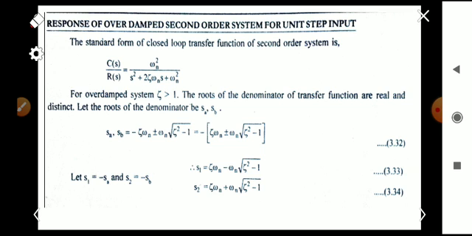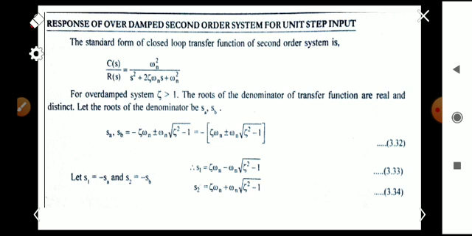We're going to give a step input to the second order system, which is overdamped. Overdamped means the value of the damping factor zeta will be greater than 1. In that case, the two roots of the denominator polynomial, when set to 0, that is our characteristic equation, will be sa and sb, equal to minus zeta omega n plus or minus omega n root of zeta square minus 1.